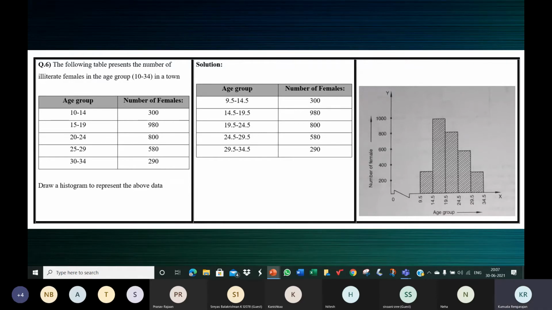Scale 1 centimeter, 200 units. 200 by 10 is 20. So skip count in 20s. Every subdivision in 20s.